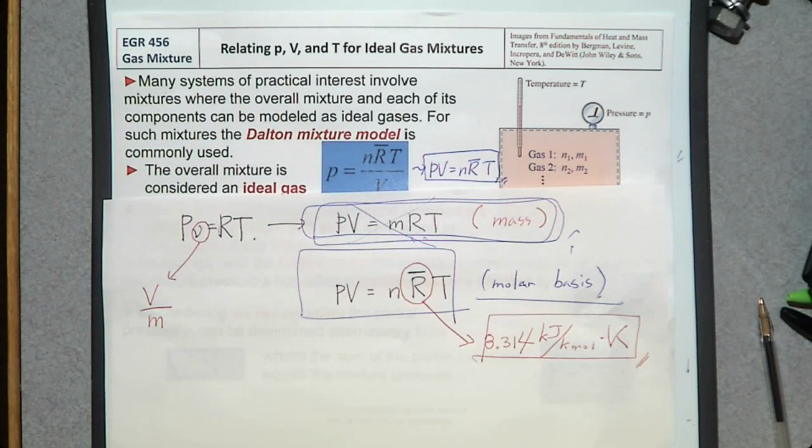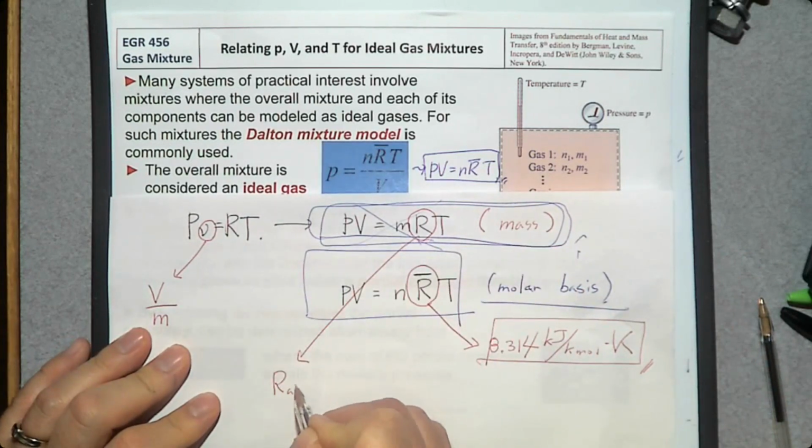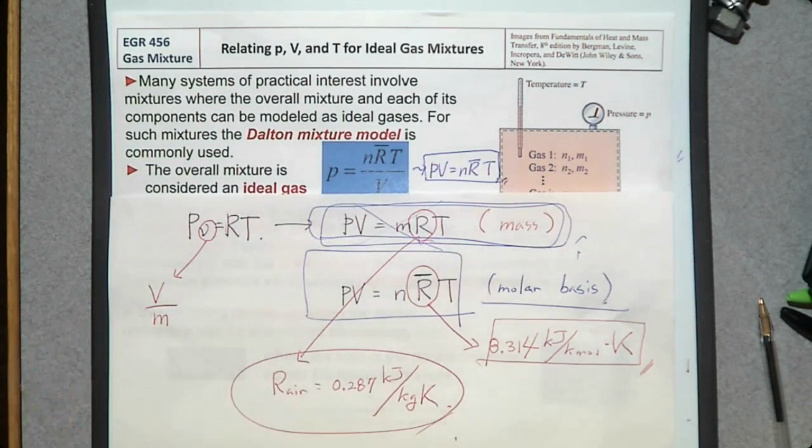So for example, what is the gas constant of air that we studied in thermodynamics 1? If you remember, the gas constant of air, R of air, on a mass basis was 0.287 kilojoule per kilogram Kelvin. So if you look at this gas constant, the unit is kilojoule per kilogram Kelvin. You see this kilogram. So this gas constant is on a mass basis. So this is just R.